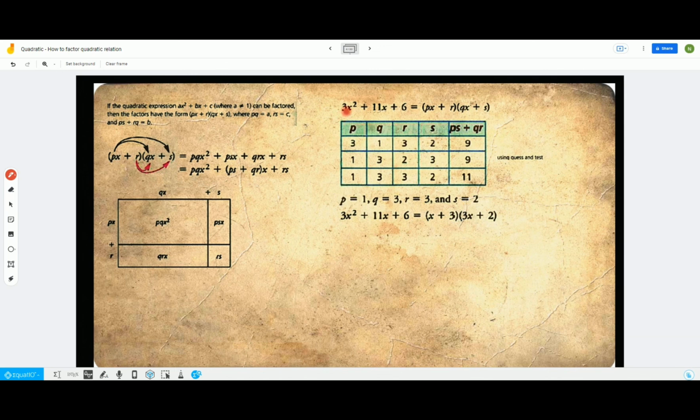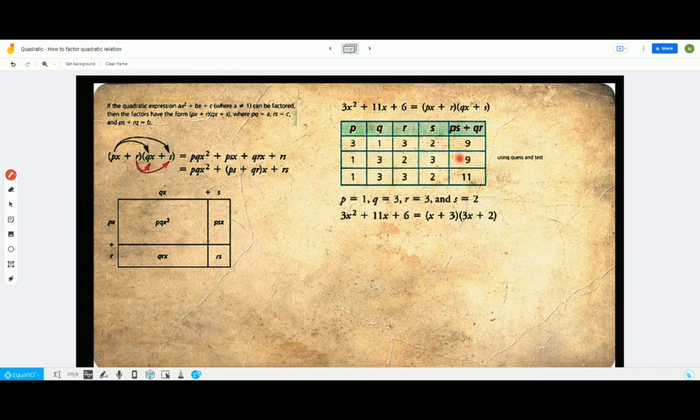So in order to factor 3x squared plus 11x plus 6, what about we first write down the two binomials, right? Two factors, px plus r, qx plus s. We don't know p, q, r, s. So we can use guess and test, right? So we know b equals 11, right? ps plus qr should equal 11, right? So what about pq and rs? pq, p times q, should equal 3, right? So for pq we can try 3, 1, and for rs, we can try 3 times 2. So we lay out and fill in the numbers. Okay, ps plus qr equals 9. It's not correct. This should equal 11, right?